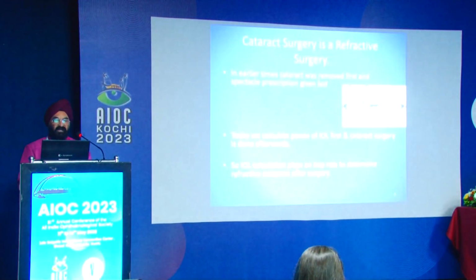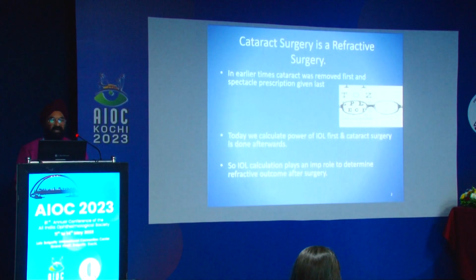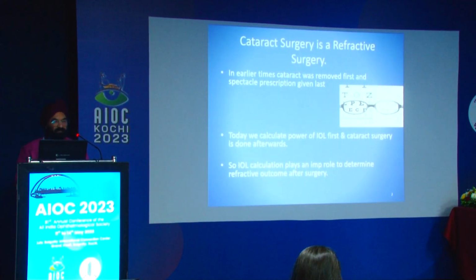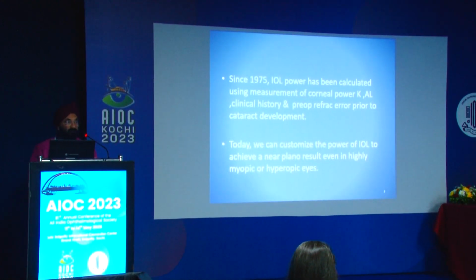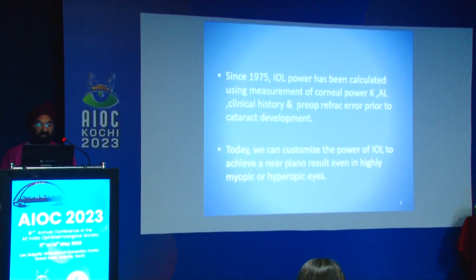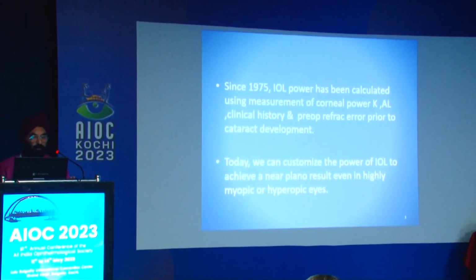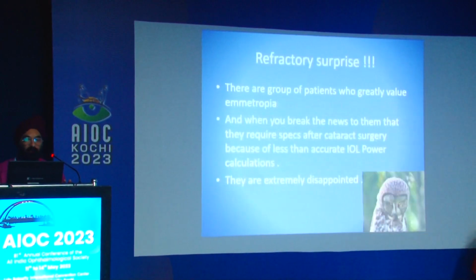We all know cataract surgery is a refractive surgery. In earlier times, cataract was removed first and the spectacle prescription given last. But today we calculate the power of the IOL first and cataract surgery is done afterwards. Since 1975, IOL power has been calculated basically using two parameters, keratometry and axial length. But today we use more parameters, and we can customize the power of the IOL to achieve a near plano result even in highly myopic or hyperopic eyes.